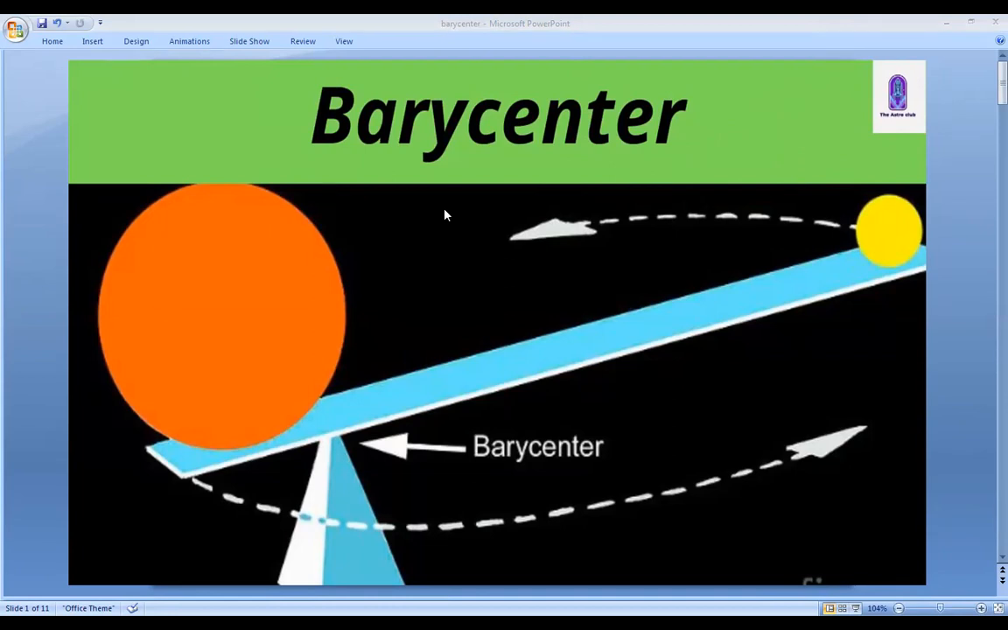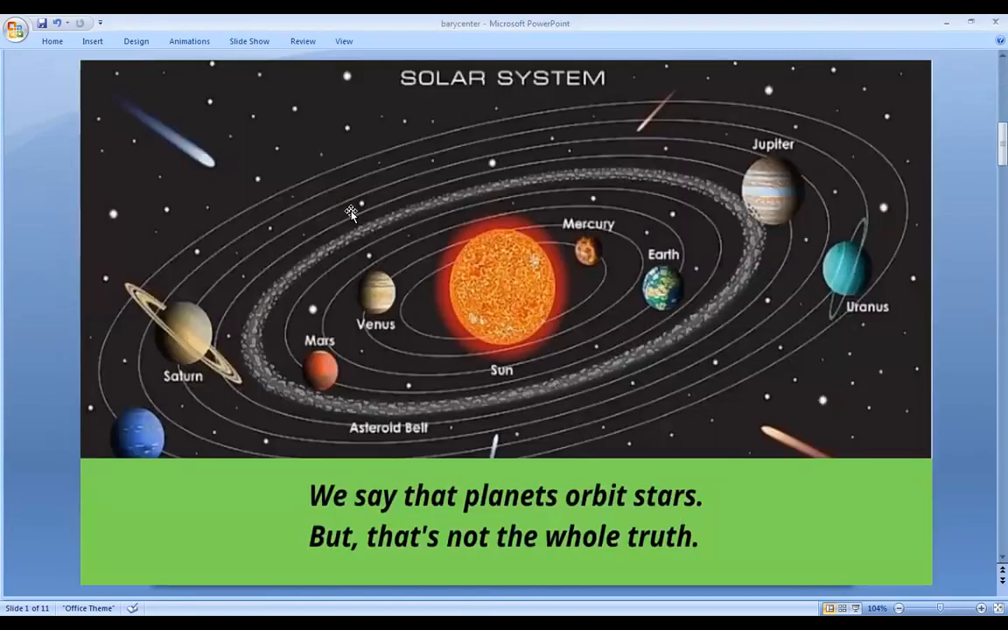So we know that Sun is a star and all the planets orbit the Sun. And we can say that planets orbit stars. In the Milky Way galaxy, we have Sun as a star, and all the planets orbit the Sun. But in other galaxies, there may be different stars, and the planets orbit that star. So generally, we say that planets orbit the stars.